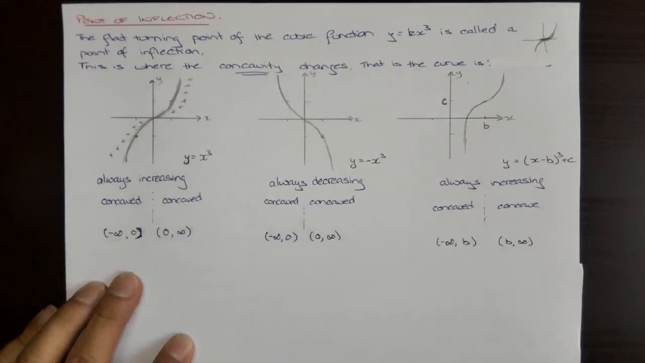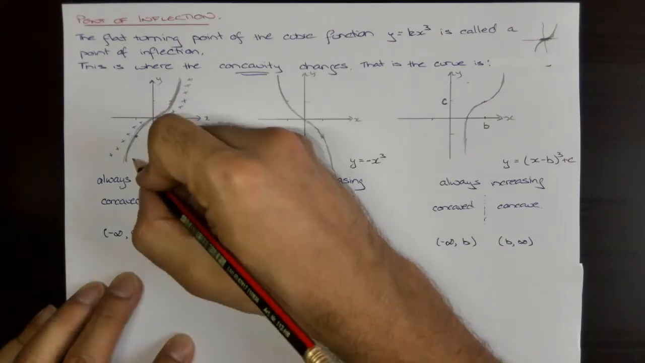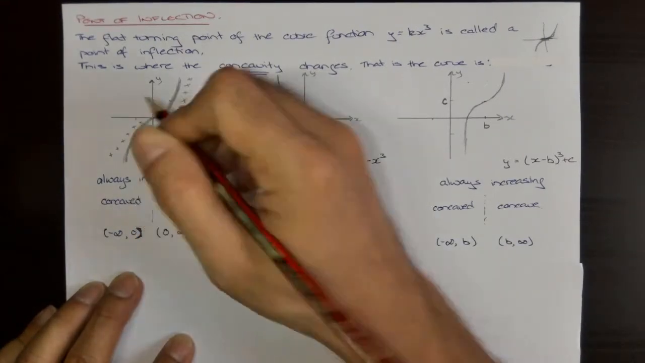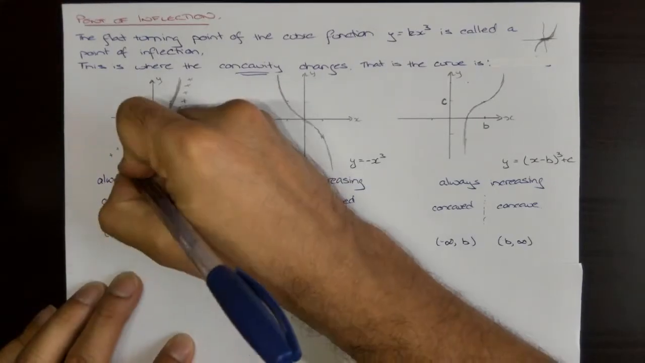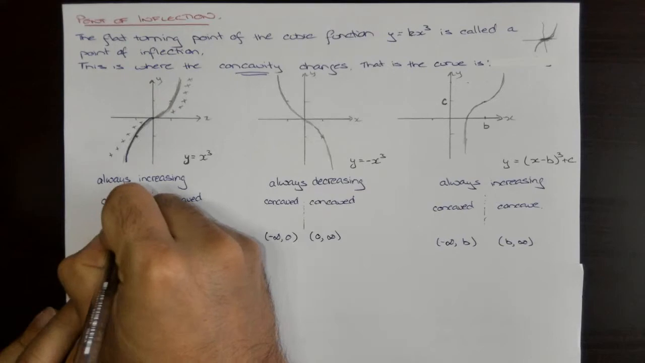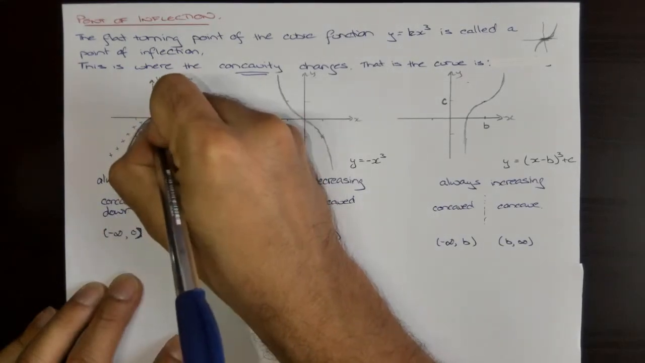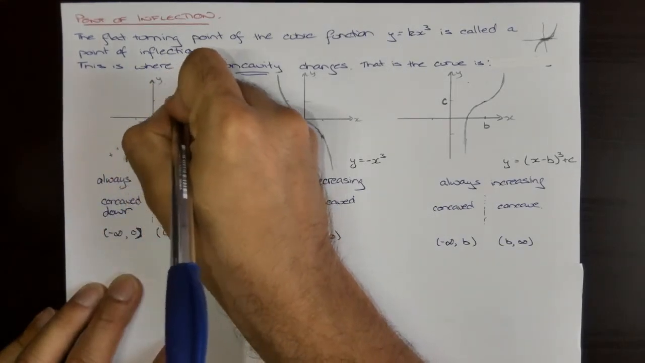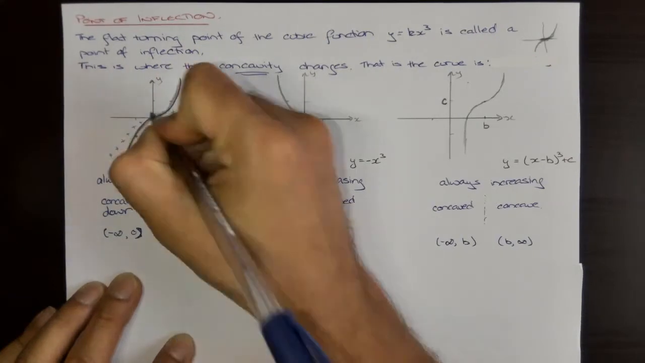Yep, the y values are always getting bigger. But the concavity has changed. Here it's concave down. So at this point, it's concave down. And as soon as we get to (0, 0), it changes its concavity and concaves up.